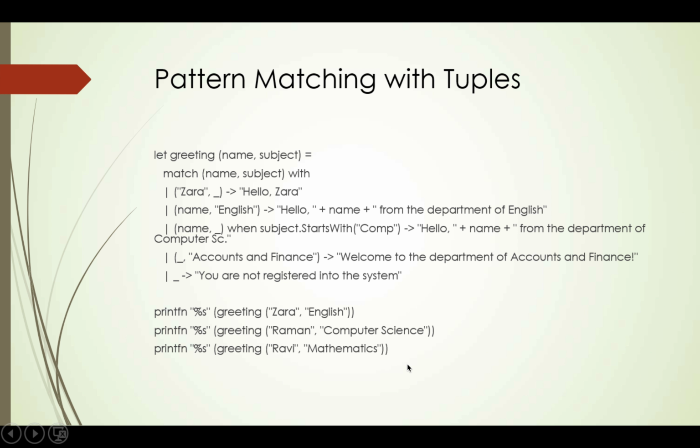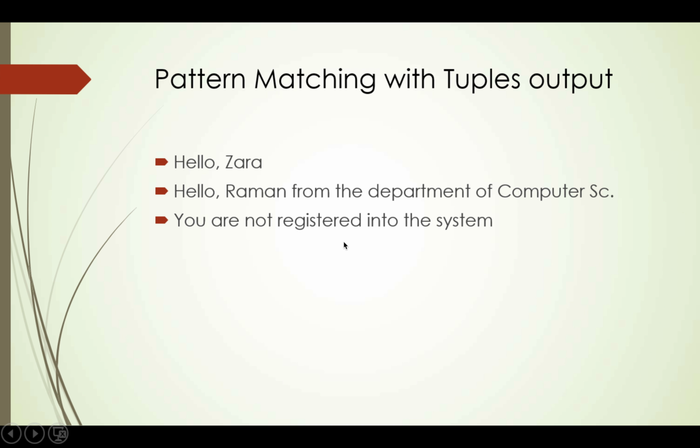So our last one, Ravi in mathematics. So the name is not Zara. Subject is not English. This part here is true, but it fails here because subject does not start with computer science. And then this fails as well because subject is not accounts and finance. But this here wildcard is going to come out to true because it says you are not registered into the system. And this is exactly what we got here. Hello Zara, hello Raymond from the Department of Computer Science, and then you are not registered into the system.